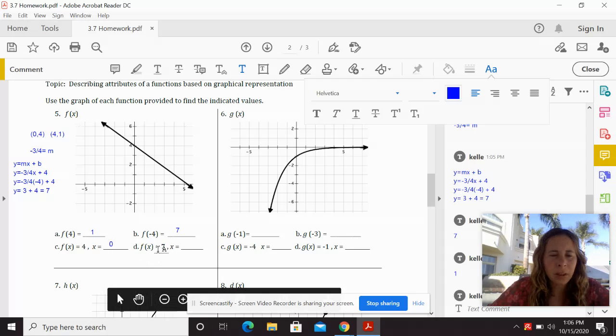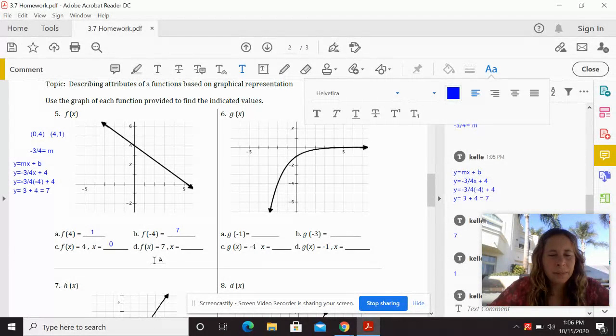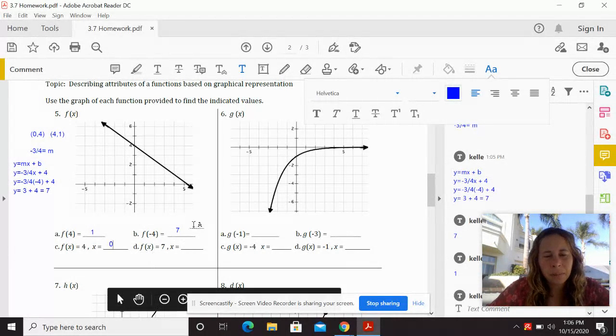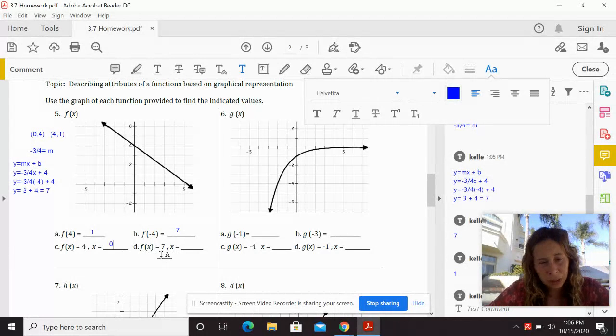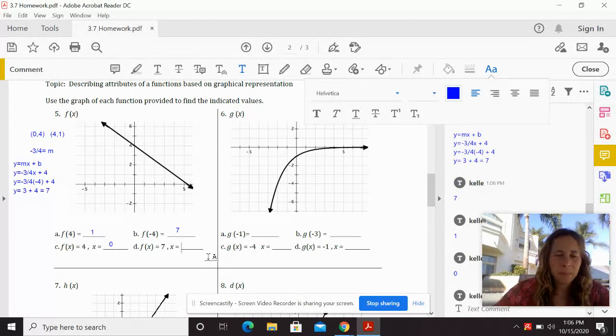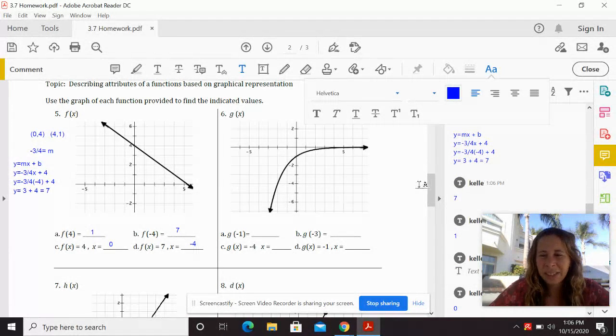Oh, this is very silly. We just figured out this one on your own. No, I'll do it. But it's very silly that they ask you. This is very repetitive. Okay, so then when f of x is equal to 7, what is x? When y equals 7, what is x? We just figured that out. When y was 7, x was negative 4. It was a very repetitive problem. I don't love it. All right.